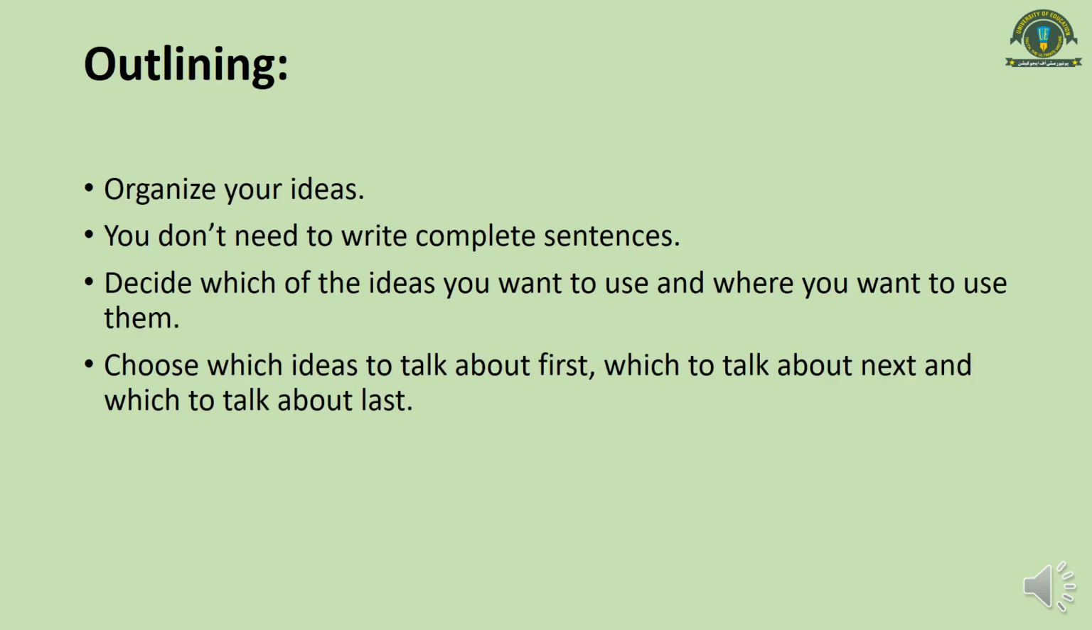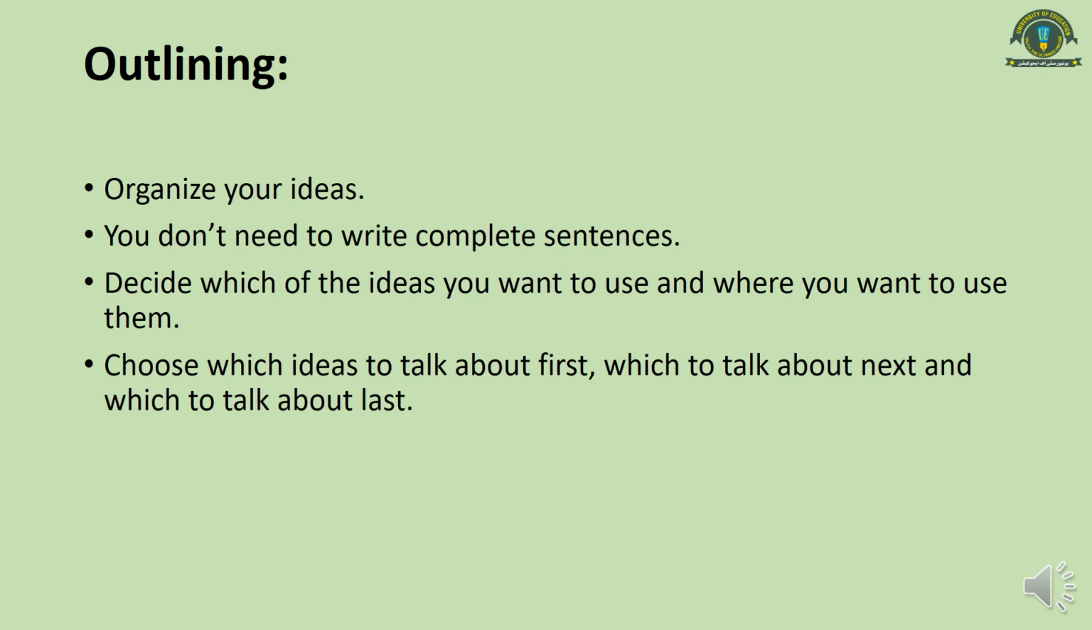Then comes the second step, that is outlining your paragraph. Once you are done with writing your ideas, it is time for you to organize them. You don't need to write complete sentences. Just write certain things that reflect the sentence, or that remind you what you're going to write here. Decide which of the ideas you want to use and where you want to use them. So you can give them proper numbering, that this idea should be explained first, and then this one, or this idea should come at the last.